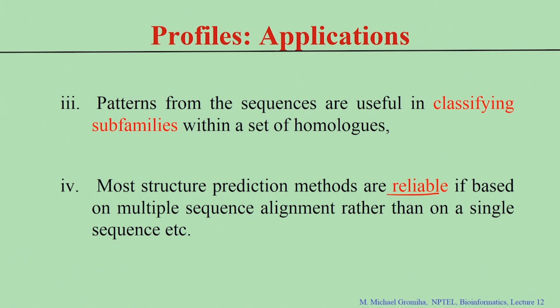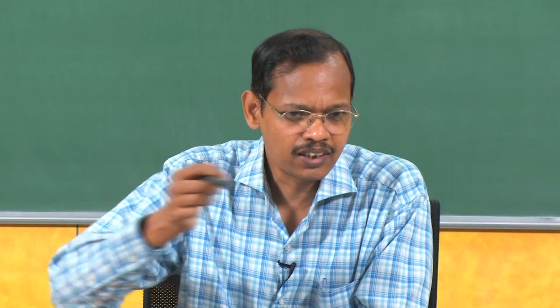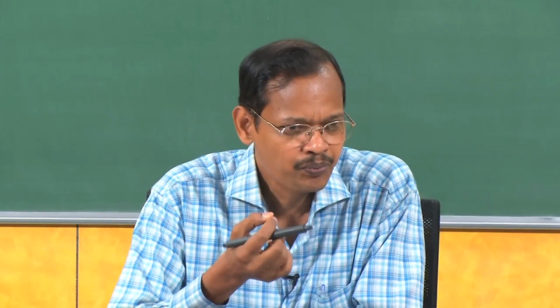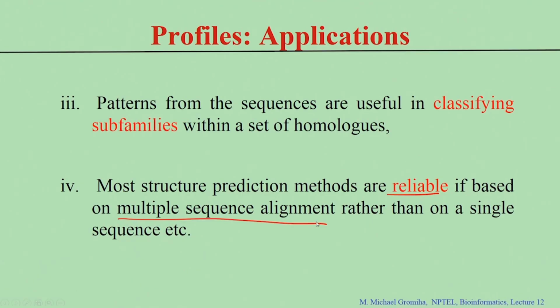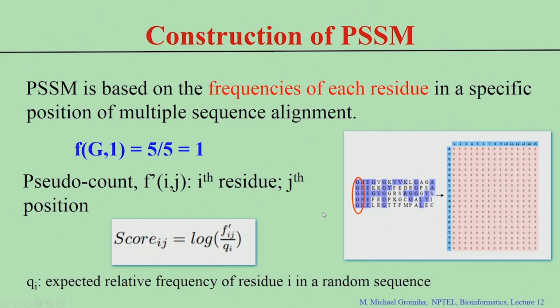From a single sequence, they can construct profiles, like hydrophobicity profiles, or you can get the propensities. Rather than a single sequence, if you use multiple sequence alignment, I will discuss in the next classes when we discuss secondary structure prediction, the prediction results are more reliable than using just a single sequence. So, now how to construct the PSSM matrix? I will give you examples of how to construct the matrices. So, what is the basis for the PSSM?